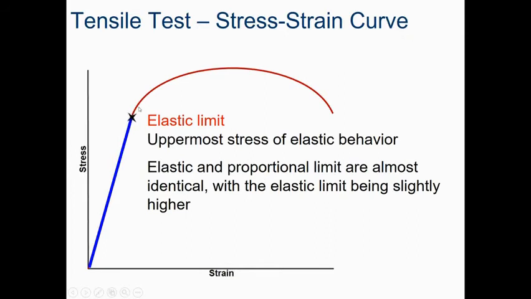Another term for the top of this straight line is what's called the elastic limit. Kind of makes sense. It's the limit at which the elastic behavior happens. When I get beyond this, I'm going to get into another region we're going to talk about in a second. But the elastic limit is the point at which elastic behavior stops. Notice it says elastic and proportional limit are almost identical, with the elastic limit being slightly higher. What we're going to find is that there's a lot of names for this point right here.